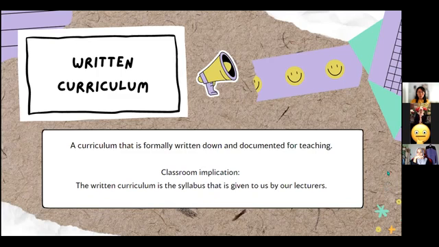So the written curriculum is the syllabus that is given to us by our lecturers. So it's what they've prepared, what they've written down, like the lesson plan and the schedule, timetable, and everything. So yeah, thank you.